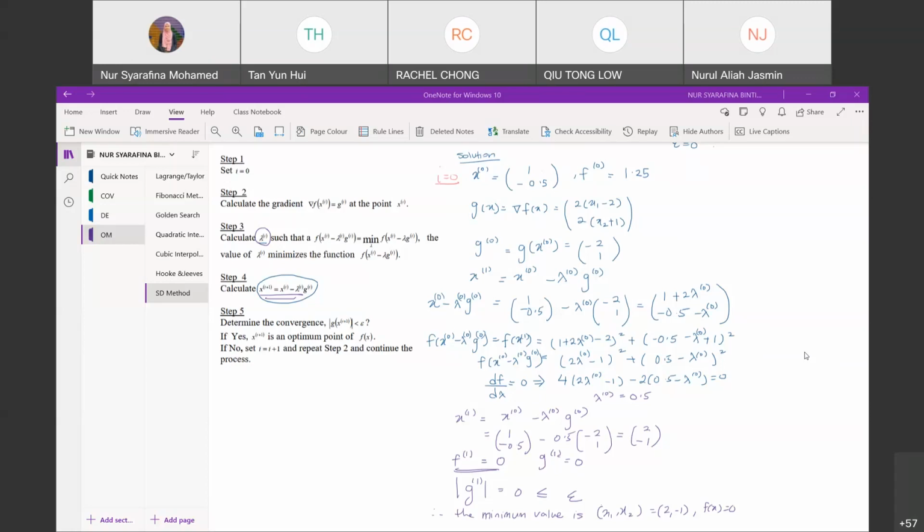Any question? Understand or not? So far okay. Right, so this is the steepest descent method.